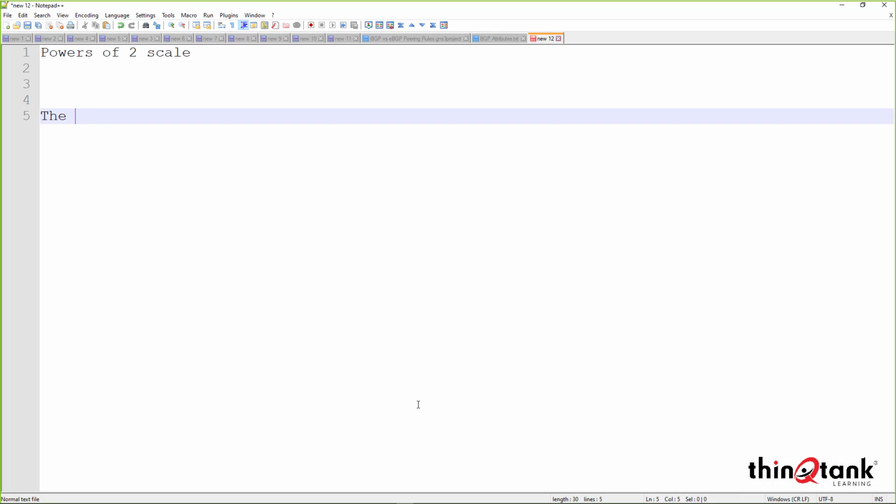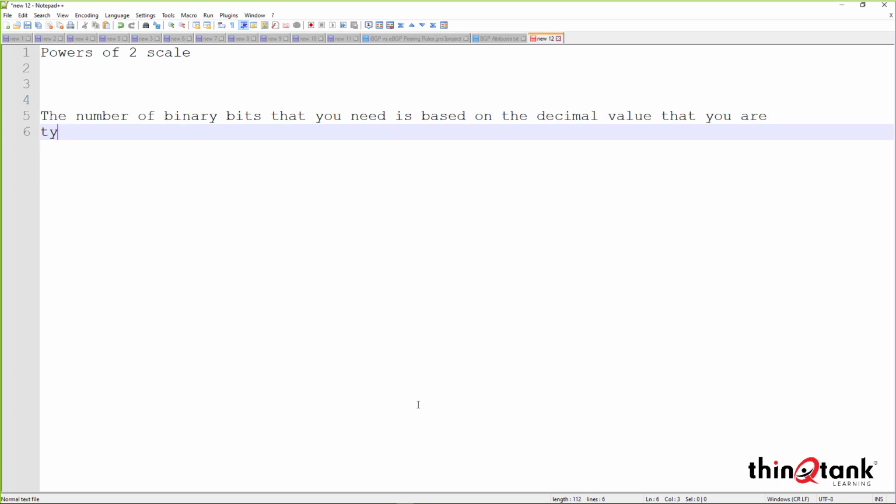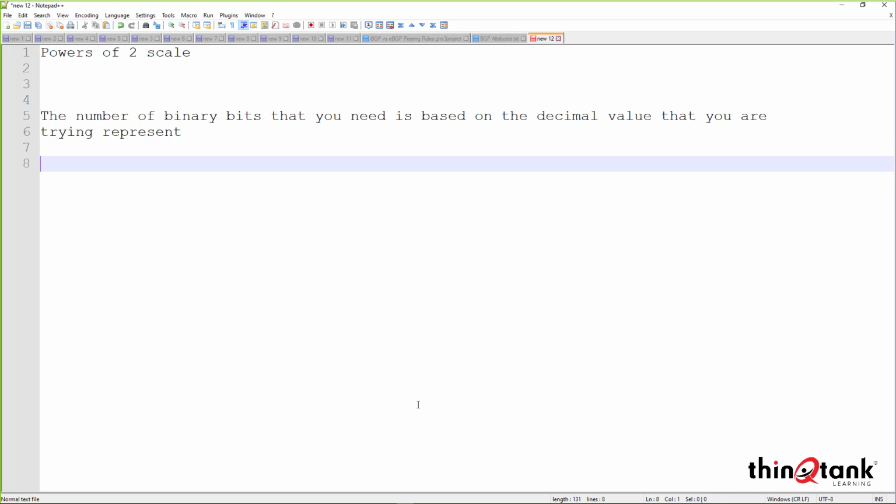Now, the number of binary bits that you need, in other words, the length of the field or the size of the binary field, is based on the decimal value that you are trying to represent, right? And that's actually a very important concept, because when you look at a Wireshark capture, for example, and you look at various fields within the capture, you're going to notice that some fields are 16 bits, some fields are 4 bits, some fields are 1 bit. Those are called flag fields.